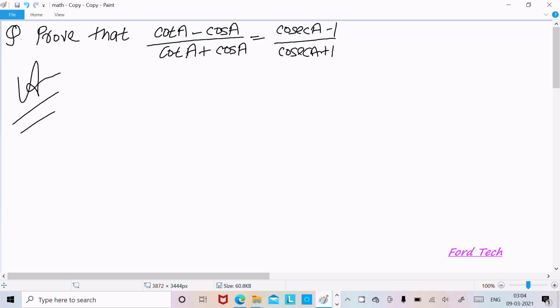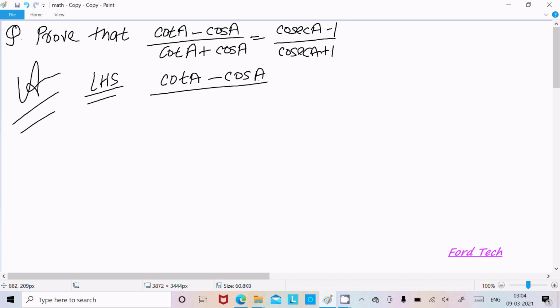Hello friend, in this video lecture I am going to prove that (cot A minus cos A) divided by (cot A plus cos A) equals (cosec A minus 1) divided by (cosec A plus 1). So here let's take the LHS, which stands for left hand side. Writing here cot A minus cos A, and hereafter cot A plus cos A.